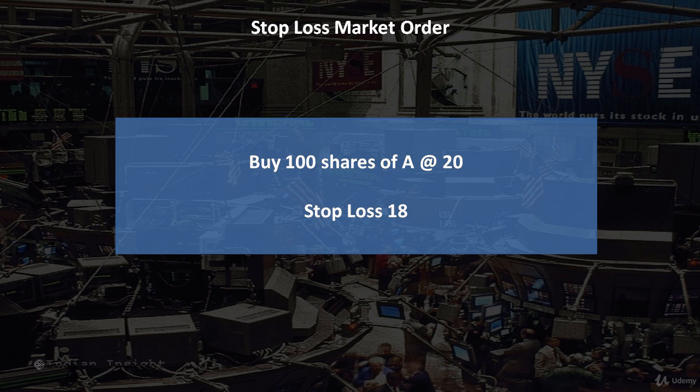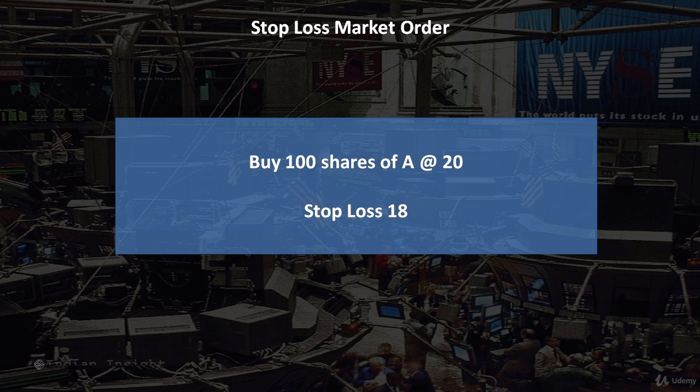Let's say you are long 100 shares of company A at 20 and you want to exit the trade if prices fall below 18. In such a case, you can place a stop loss order with your broker by specifying the stop loss price at 18. If subsequently the stock's price falls to 18, your stop loss order will be triggered and your broker will get you out of the trade.